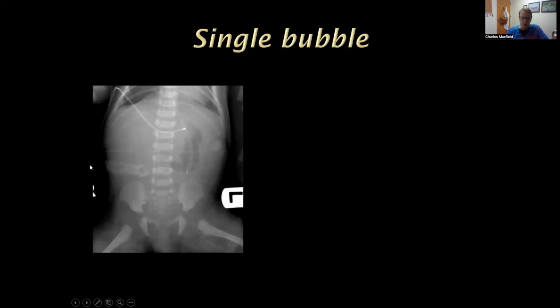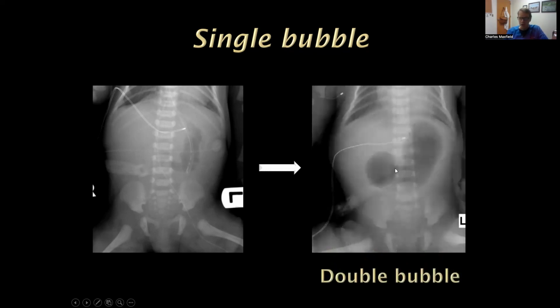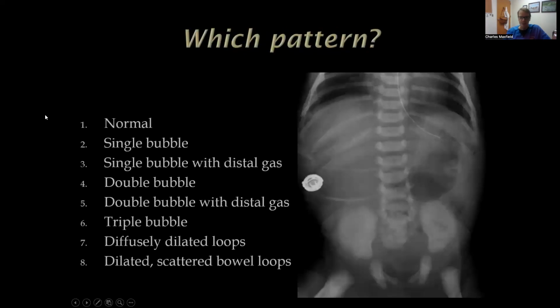So the neonatologist put 10 cc's of air into that stomach, and look what happened. It pushed more air distally into a second bubble. And it revealed that actually this is not a single bubble, but a double bubble. Therefore, the child has duodenal atresia, and we're done. This child will go for elective surgery.